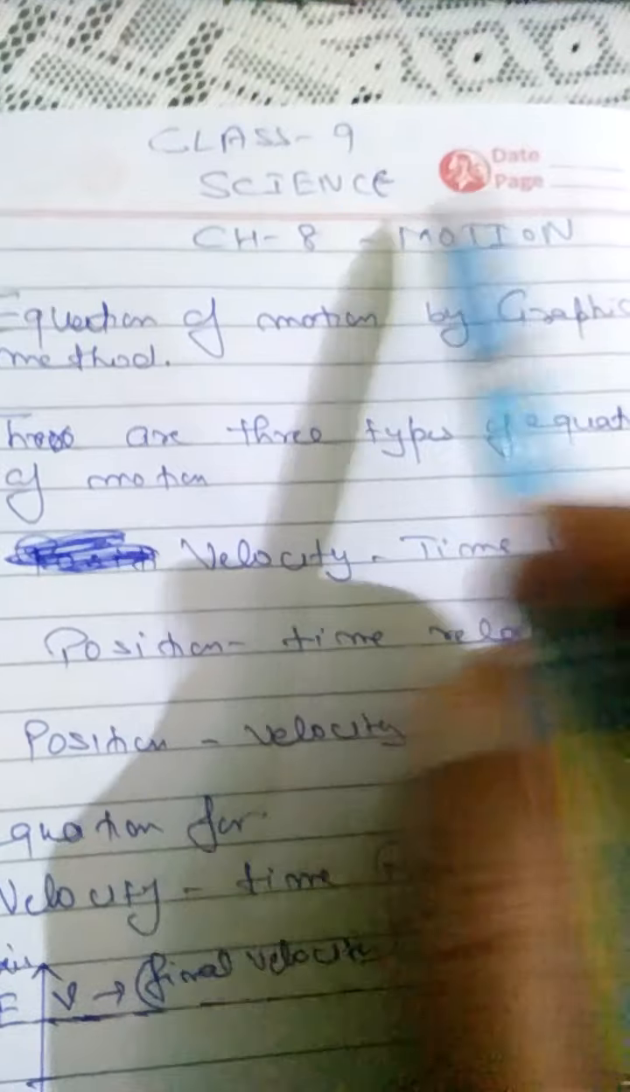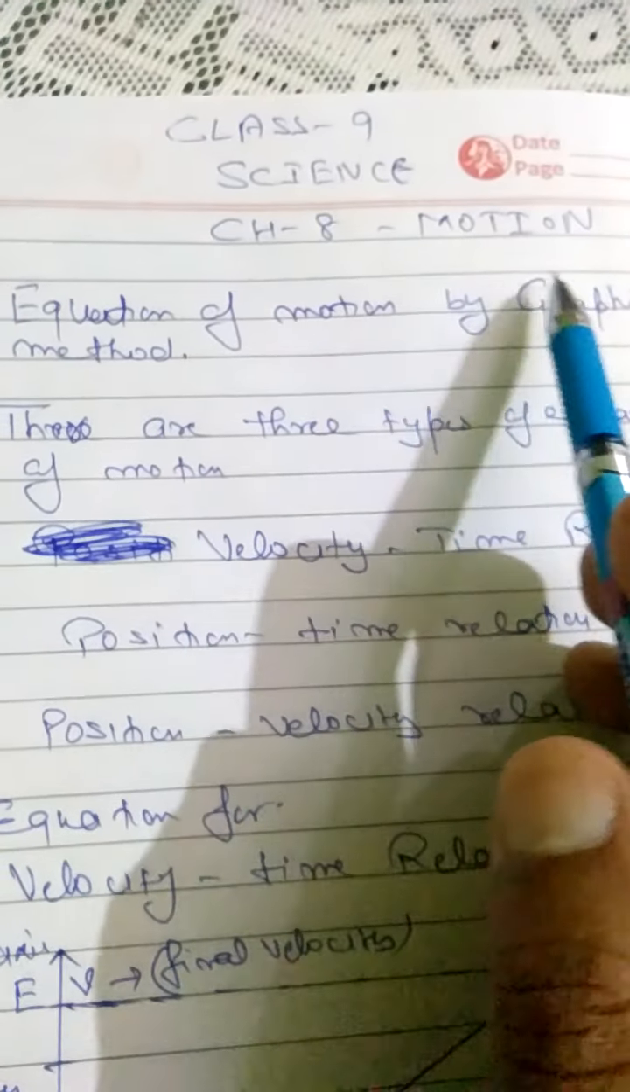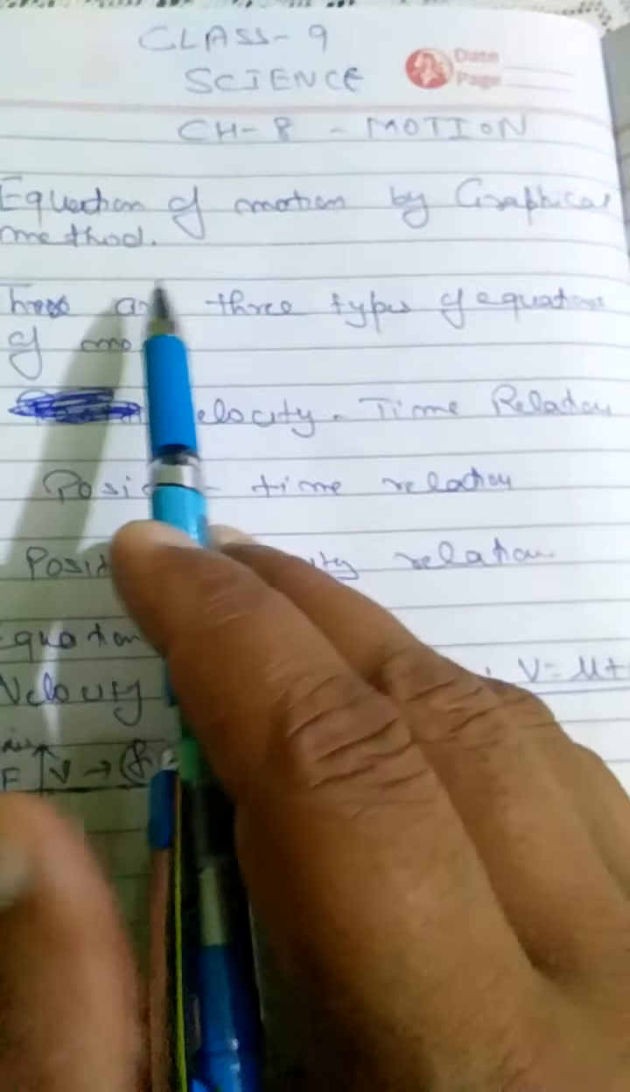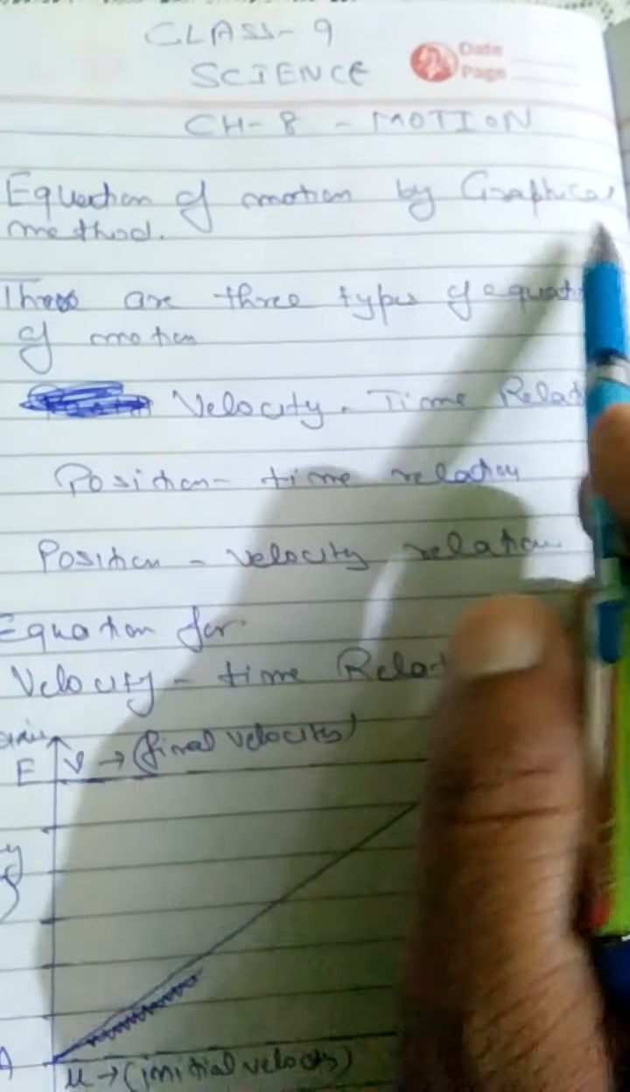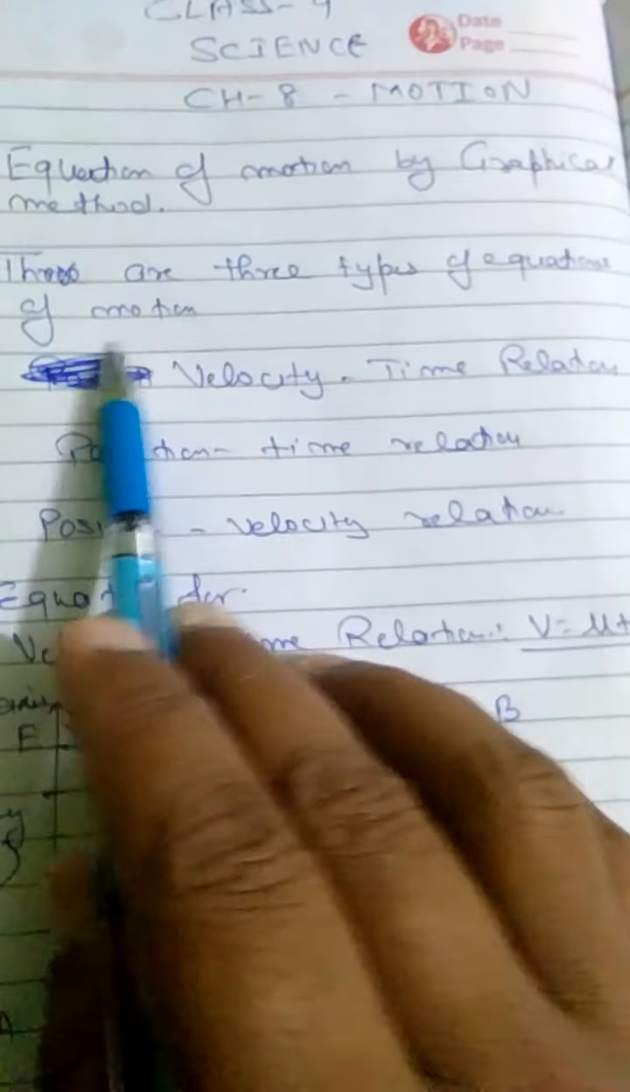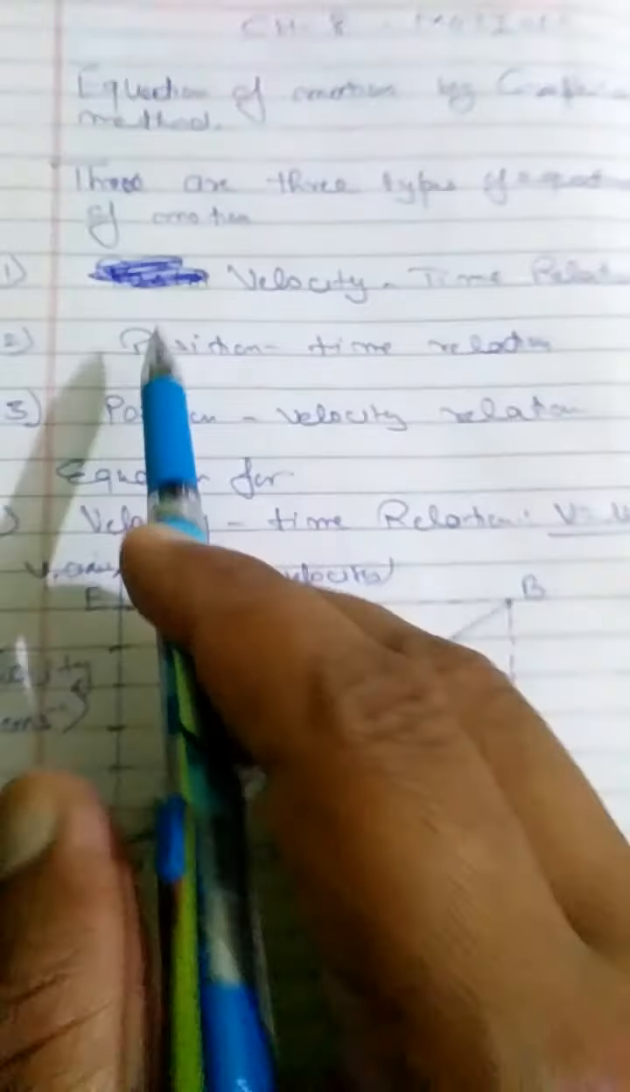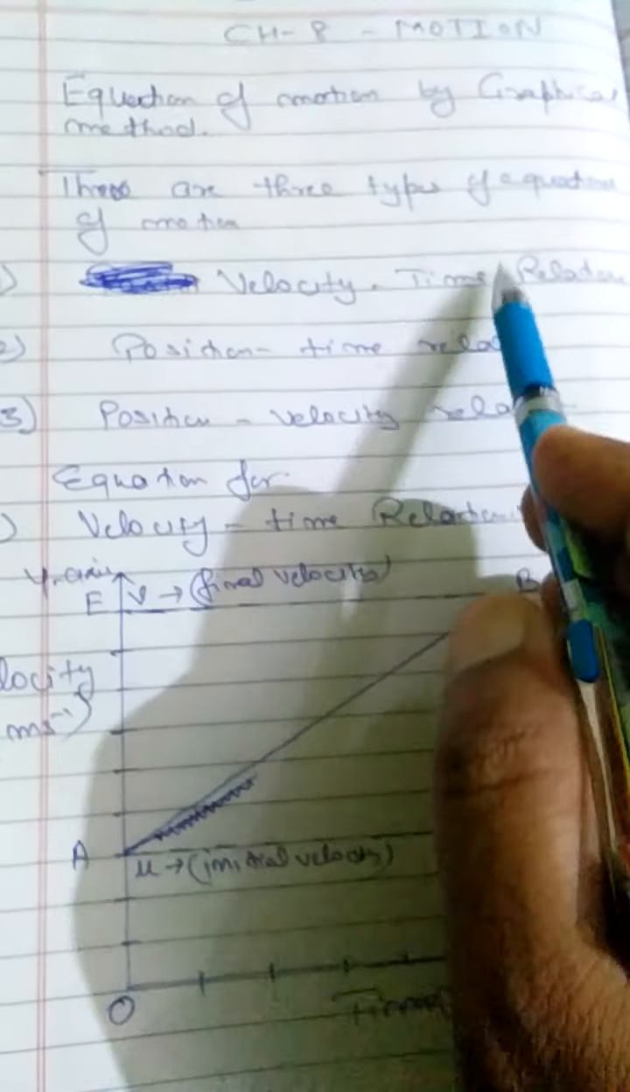Today I am going to discuss class 9 science chapter 8 motion. Under this chapter I am going to discuss the equations of motion by the graphical method. There are three types of equations of motion. Number 1, velocity time relation, that is v is equal to u plus at.